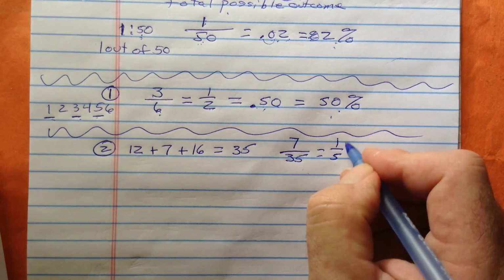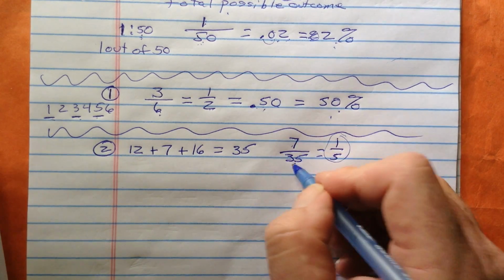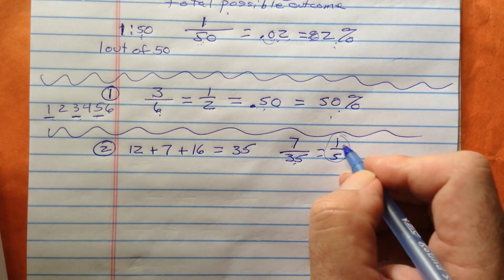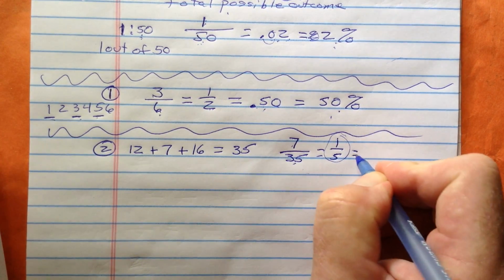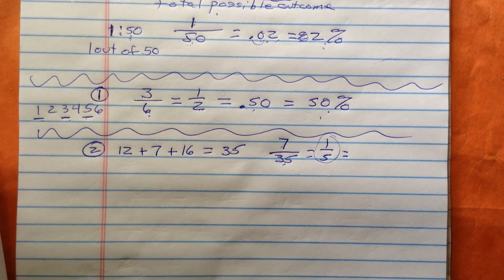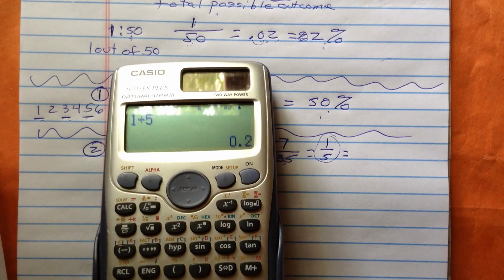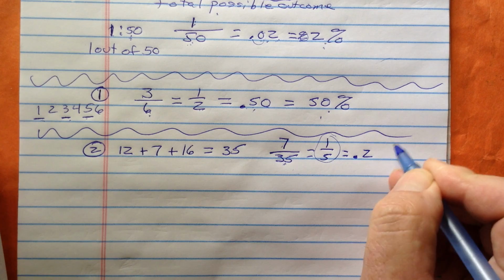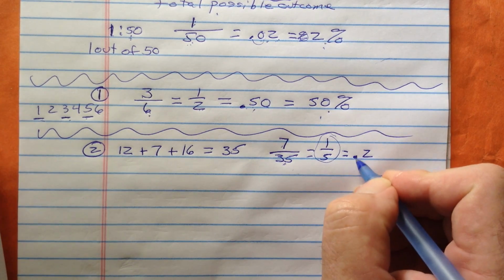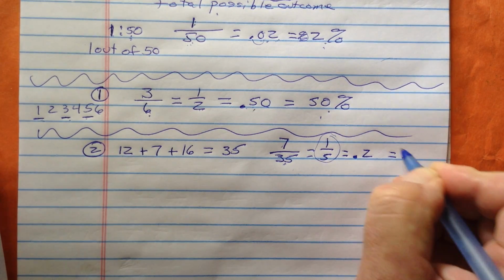Now, this will be the answer to number 2, because I asked you for a fraction, either 7 over 35 or 1 over 5. But if it asks for a decimal, I just go 1 divided by 5 equals 0.2. If it asks for a percentage, I take the decimal and move it 2 places over. I have to add the 0 there, so it'll be 20%.